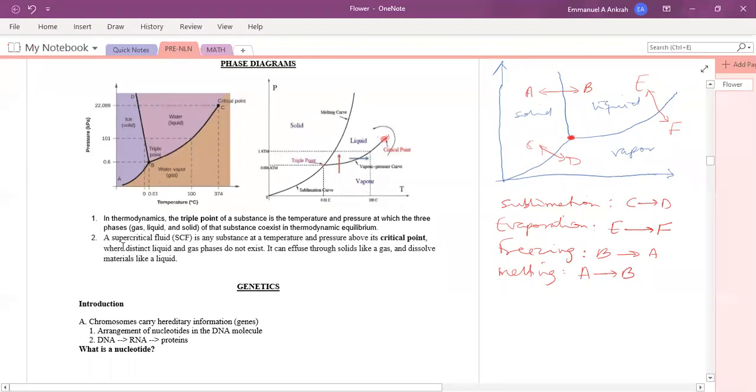So in other words, a supercritical fluid is any substance at a temperature and pressure above its critical point, where distinct liquid and gas phases do not exist. You cannot distinguish between the liquid and gas phases. Again, it can effuse through solids like a gas and dissolve materials like a liquid, right? So it's neither like a liquid, nor like a gas. You can't distinguish the two, so they can easily go through solids as if it's a gas, or dissolve materials as if it's a liquid.